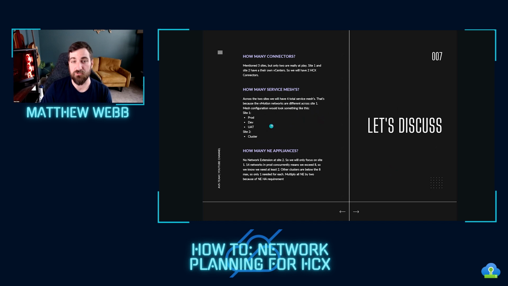How many service meshes will we have? Well, in the 2 vCenters we were talking about, one has 3 clusters, but those 3 clusters are all on their own vMotion network. And since they can't talk to each other, we'll need to have a service mesh per cluster so that we can actually vMotion those virtual machines into AVS. So that's going to drive a total of 4 different service meshes. We got the 3 on site 1, and then 1 more on site 2.